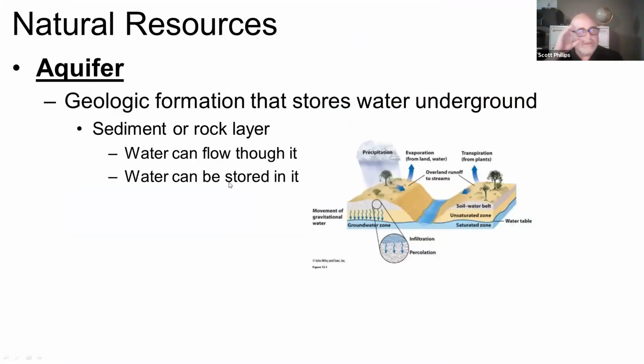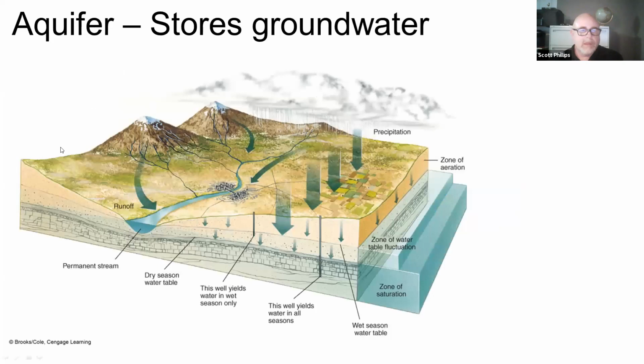One is a natural resource called an aquifer. And one thing about the US and Canada is that important natural resources are aquifers. These are massive geologic formations that store water underground. It's sediment or rocks that water can flow through and water can be stored in. So underneath the ground, we have these massive things that hold water.